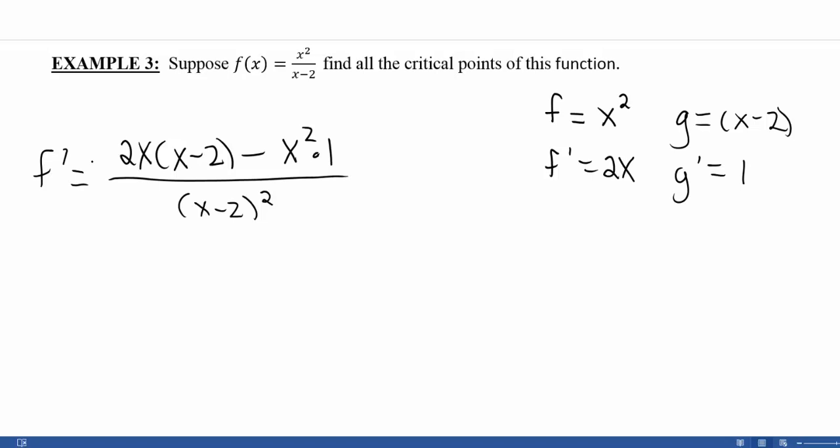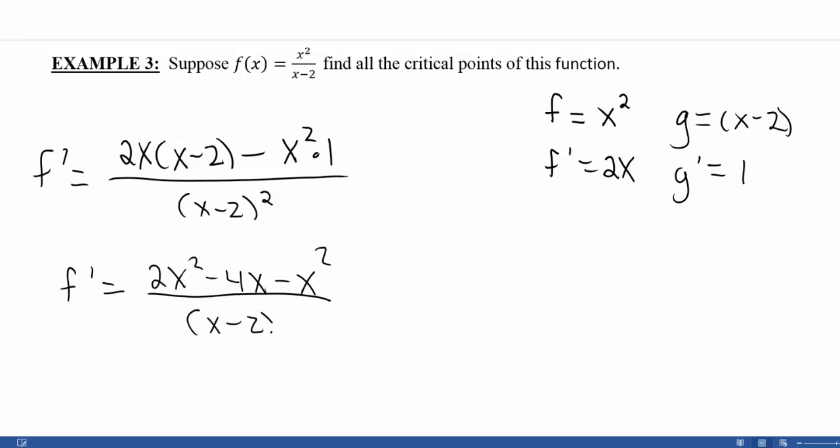Now I'm going to caution you, I don't recommend squaring out the denominator. It's much easier to work with if you leave it as whatever the function is squared. So first I'm going to take one step to simplify the numerator before I find any of my critical points. So multiplying the 2x through, I get 2x squared minus 4x minus x squared divided by x minus 2 squared. And then combining like terms, I have 2x squared and a minus x squared. So I get x squared minus 4x divided by x minus 2 all squared.